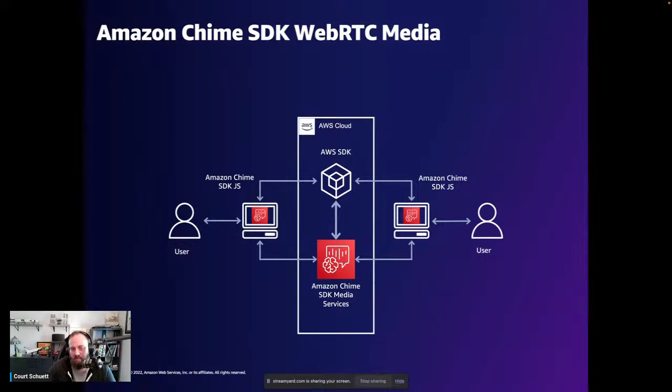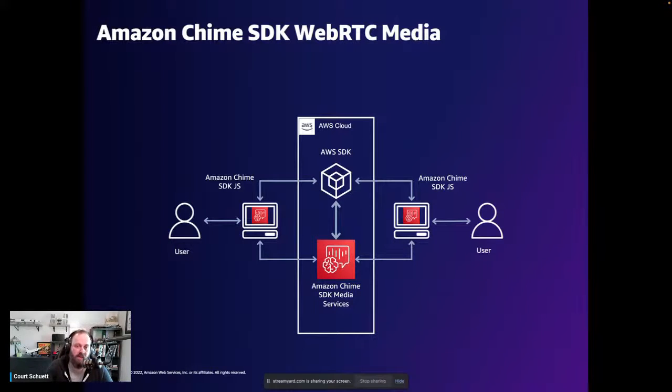So when we talk about the Amazon Chime SDK WebRTC part, what we're really talking about is the ability to take a client and use our WebRTC servers, our TURN servers, and things like that with the AWS SDK to control when I create a meeting, when I create an attendee, and bring these two people together.